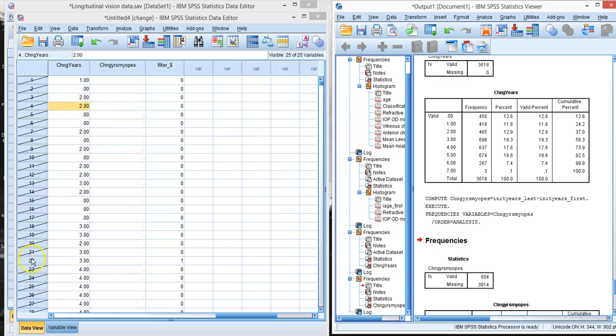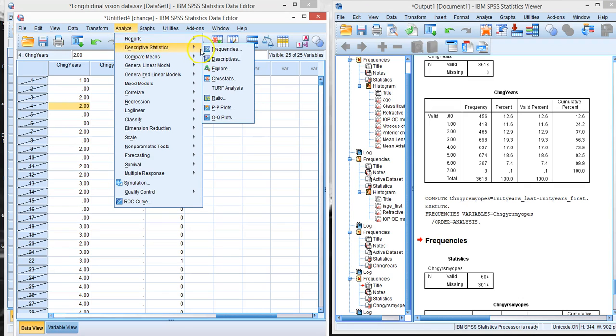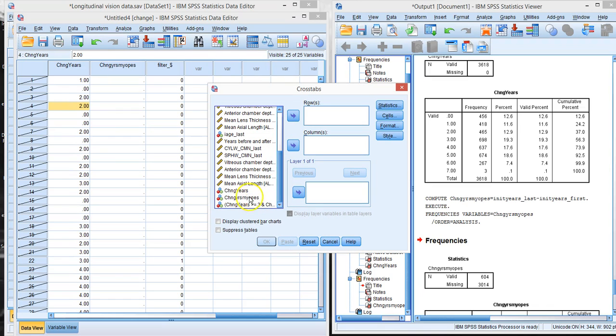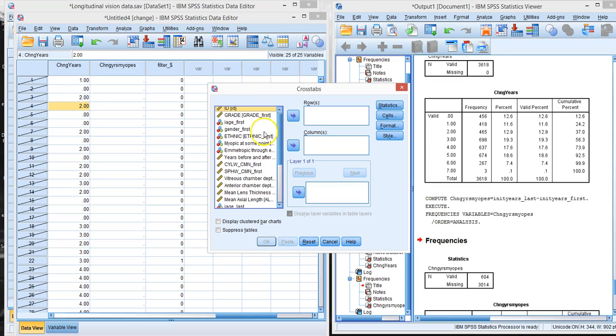And you can see we got a few more X's in there. Let's just look and see how many. We're going to introduce another little descriptive statistic here. Let's look at crosstabs. And we're going to look at ethnicity. I'm going to put that in the rows. And myopic at some point. Actually, let's look at both myopic and emmetropic at some point.